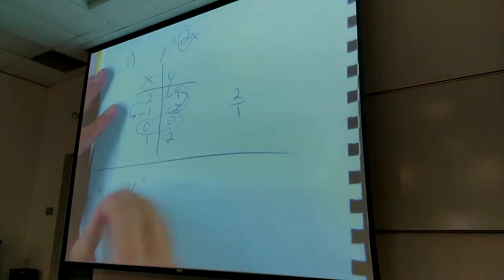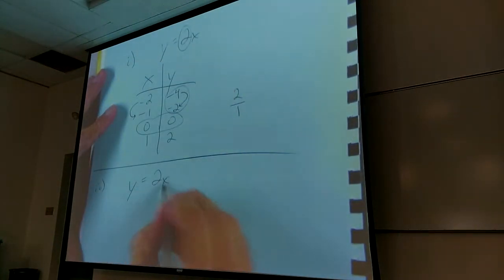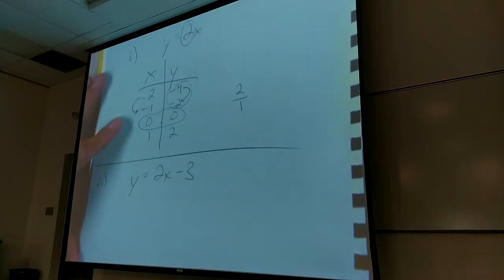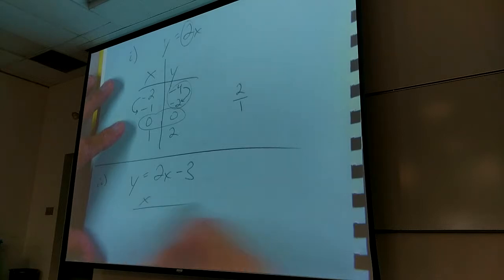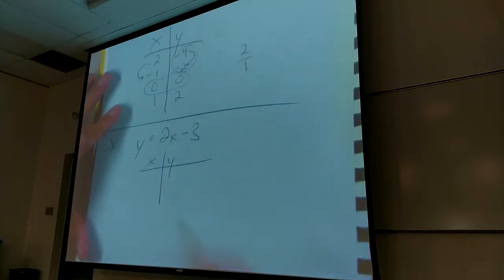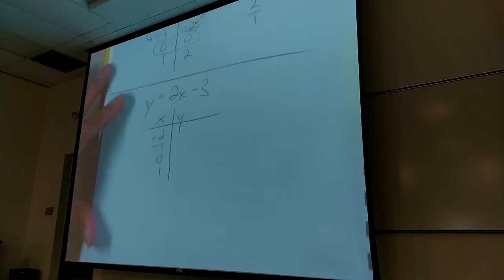This is y equals 2x minus 3. Let's make that same table of values for this. All right, so take a minute and try to fill that table in.